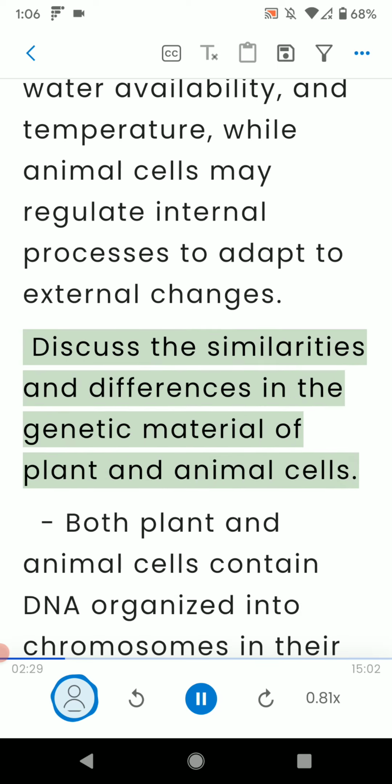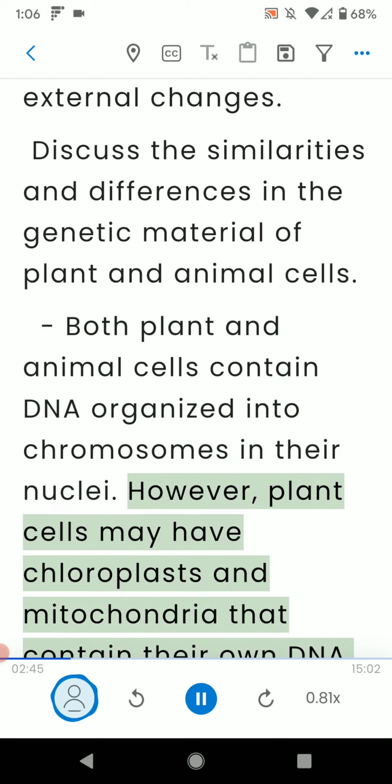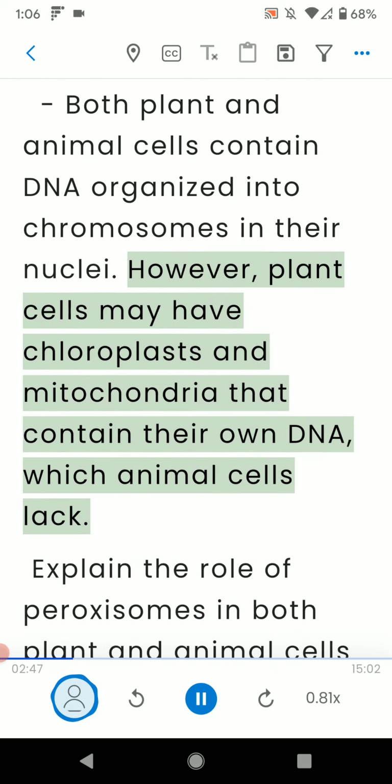Discuss the similarities and differences in the genetic material of plant and animal cells. Both plant and animal cells contain DNA organized into chromosomes in their nuclei. However, plant cells may have chloroplasts and mitochondria that contain their own DNA, which animal cells lack.